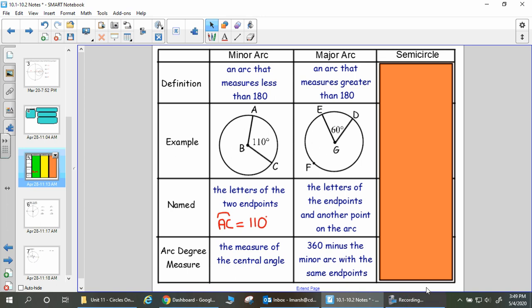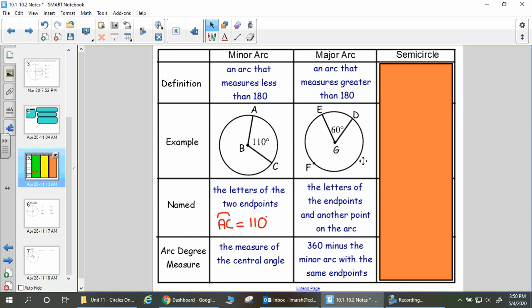Your major arc is an arc that measures greater than 180 degrees. But when you look at the picture, notice that what they labeled is something that's smaller. They labeled a 60-degree angle. That's going to be normal. In order to name a major arc, you're going to use the letters of the endpoints and another point on the arc. Because if I just use the endpoints, say ED, ED would be the small minor arc. I need to know that I need to go the long way around the circle from E to F to D. So that means I'm going to have to use F in the middle.